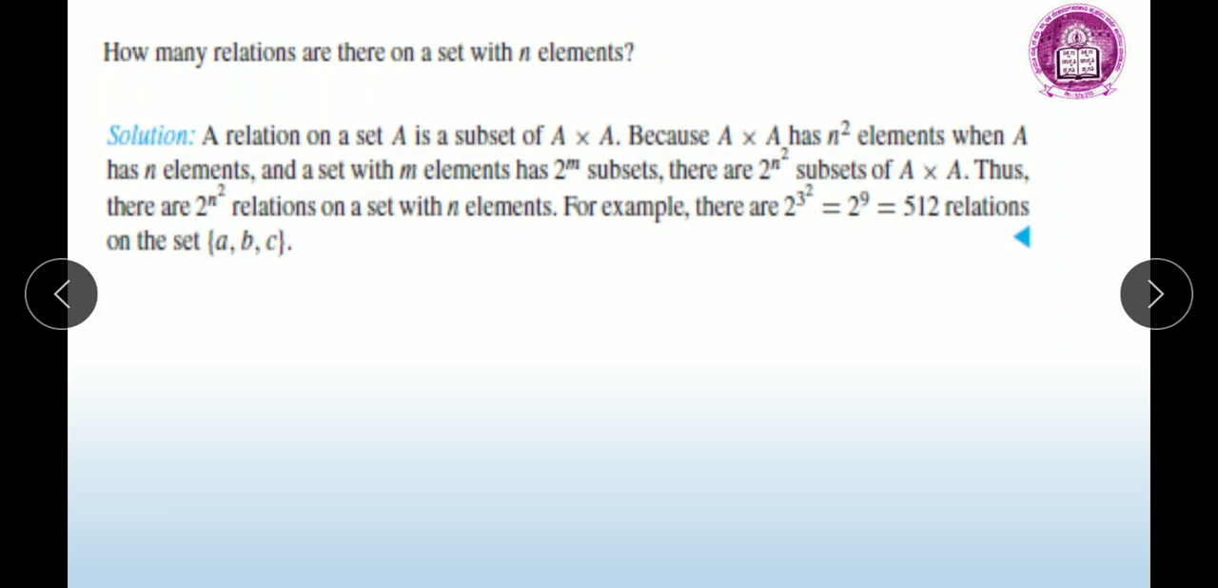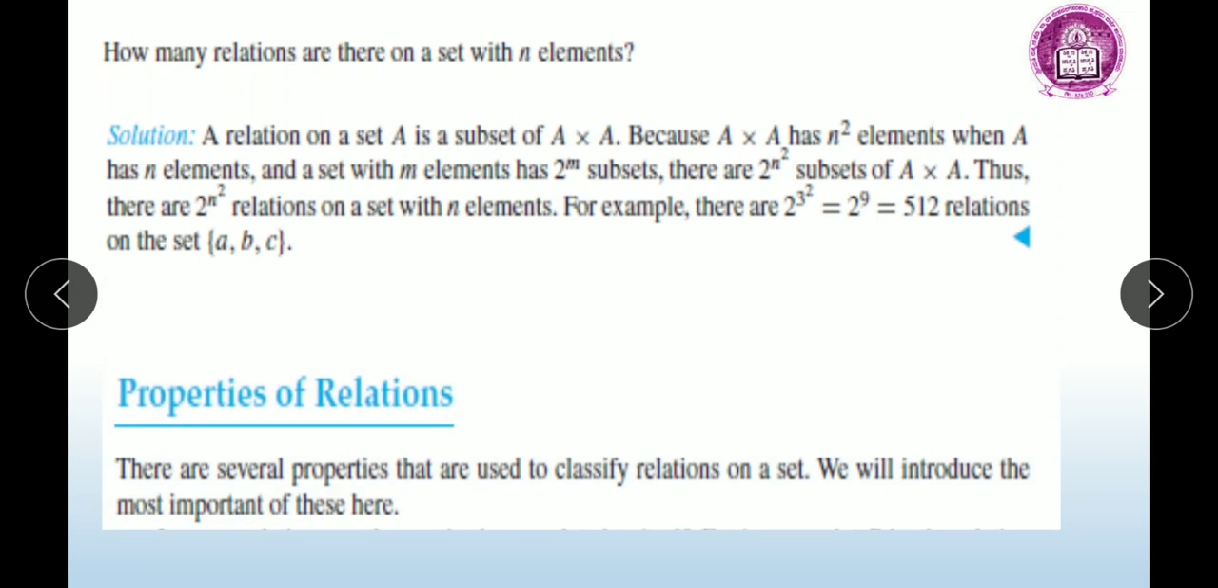Now A cross A has n times n, that is n squared elements, when A has n elements. And you know a set with m elements has 2 to the power m subsets. Therefore, there are 2 to the power n squared subsets of A cross A. So that is exactly the number of relations we can have on the set A. For example, there are 2 to the power 3 squared, that is 512 relations on the set {a, b, c}. This set has 3 elements, so there are 2 to the power 3 squared relations possible.